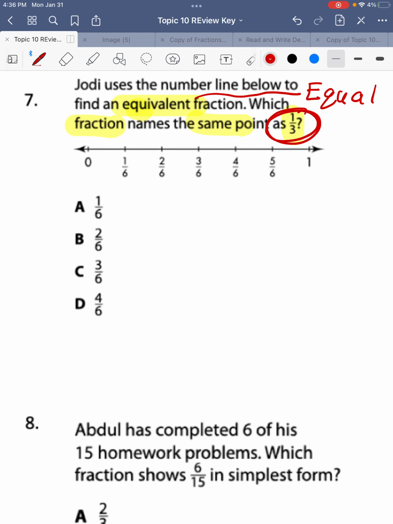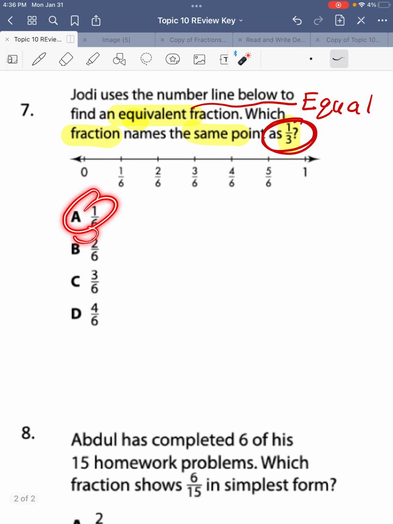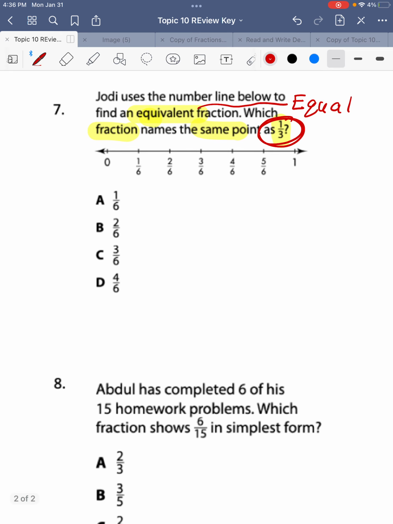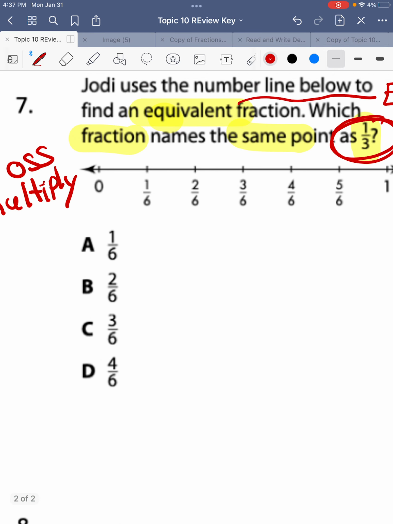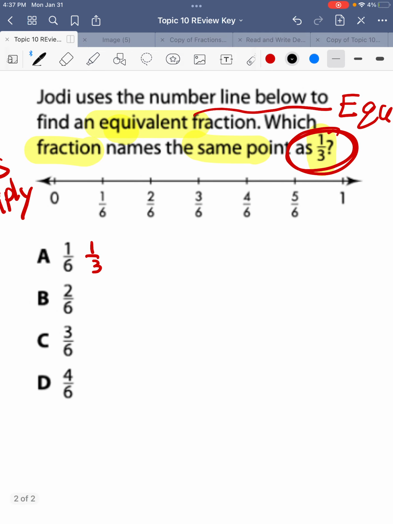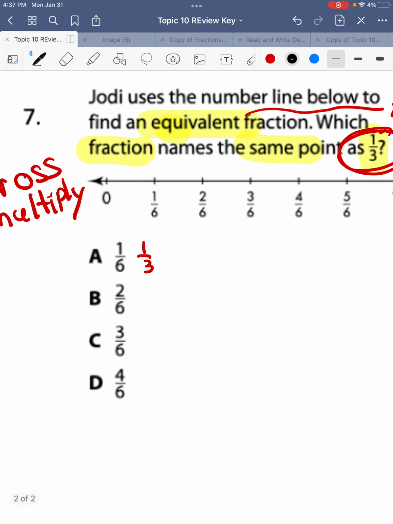So I need to see which one of these fractions here, A, B, C, or D, equals 1/3. To do this, I'm also going to cross multiply. I need to compare my fractions. First, I'm going to take 1/3, put it here, and cross multiply to see which one is equal. Remember, if they are equal, they're going to have the same number on top. So 6 times 1, 6. 3 times 1, 3. They have different numbers. They are not equal. It is not my answer.